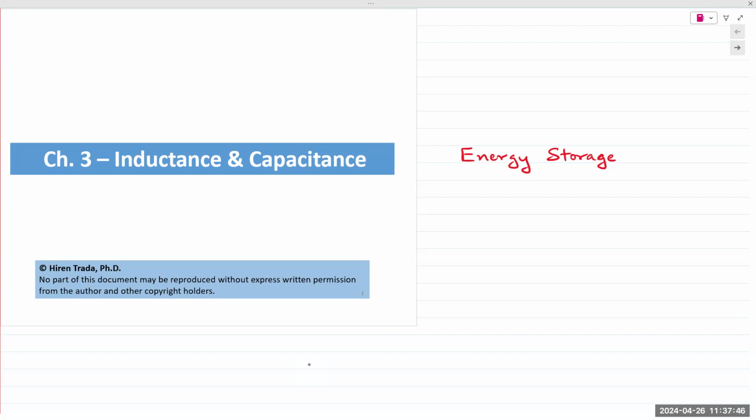Okay. So resistors receive energy and dissipate it as heat. Electrical energy is converted to thermal energy. There's some heat loss in inductors and capacitors also, but primarily the energy is stored. For an inductor, the energy is stored in the magnetic field. For a capacitor, it is stored in an electrostatic or electric field.